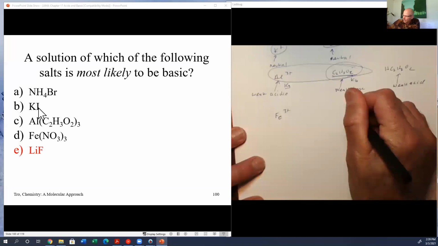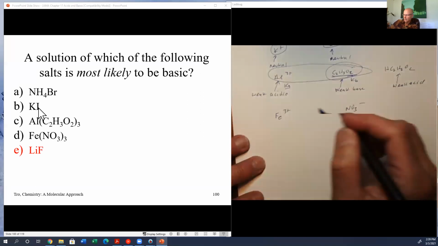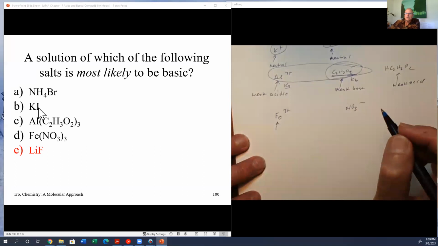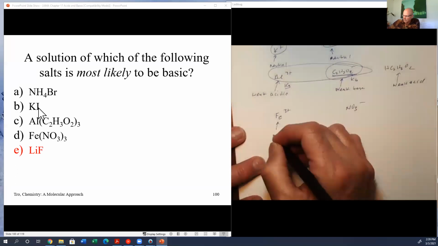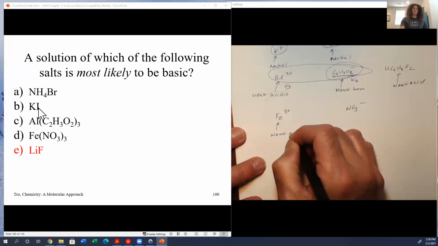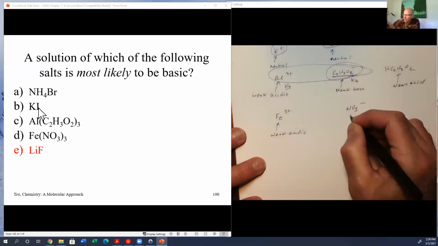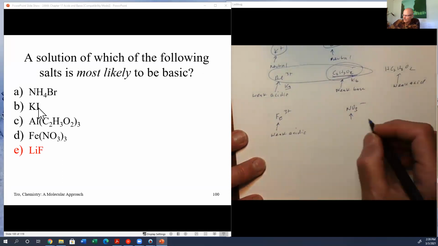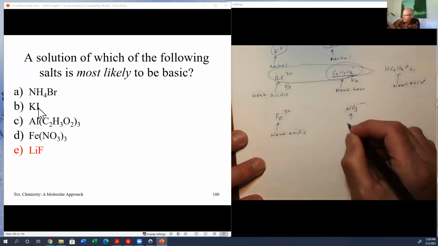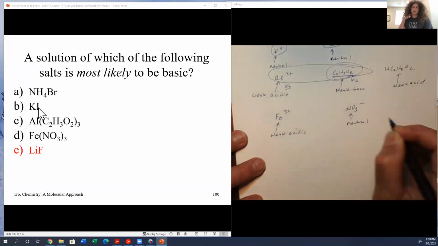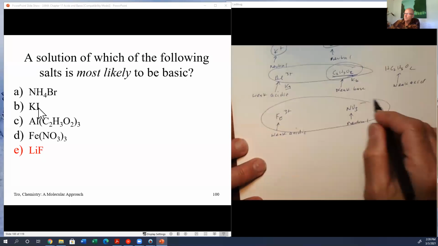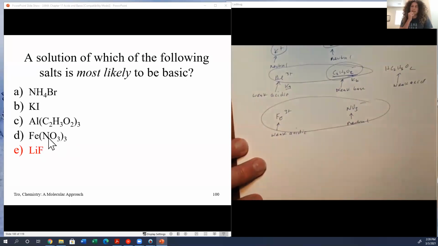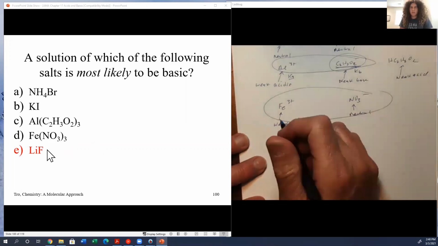Okay, Fe3 plus, NO3 minus. Fe3 plus, ding, ding, ding, small highly charged metal. So what is it? Acidic. It's a weak acid, right? NO3 minus is the conjugate base of HNO3. HNO3 is a strong acid, so NO3 minus is neutral, right? So what can we say about this compound? It's acidic, all right? This is asking which one is most likely to be basic, right? Okay, so let's get to the last one, which is the right answer.